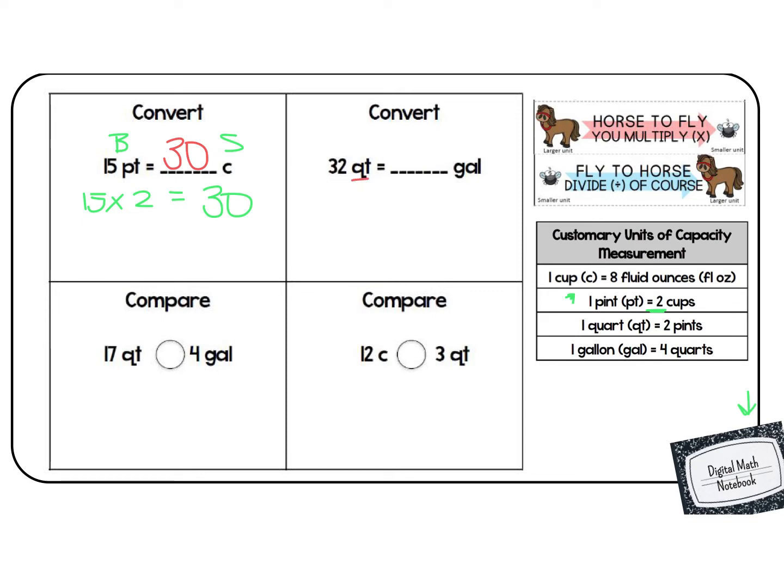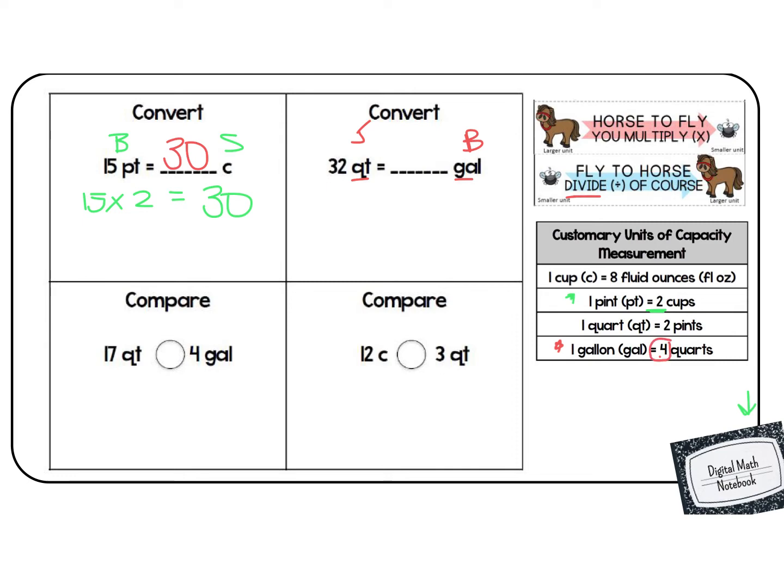Now we are going from quarts to gallons. So look at our conversion chart. All right, I see that there are 4 quarts in a gallon. So if I'm going to go from quarts to gallons, quarts are small and gallons are big. So think about our small thing. That's a fly. So from fly to horse, we divide, of course. So now it looks like we're going to divide.